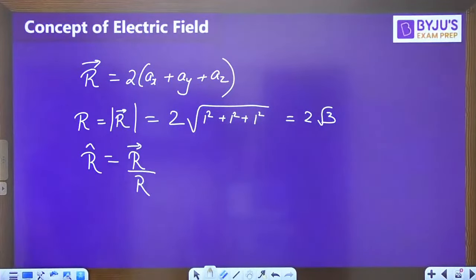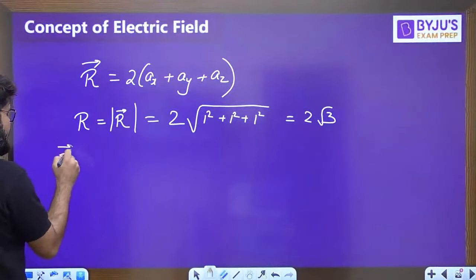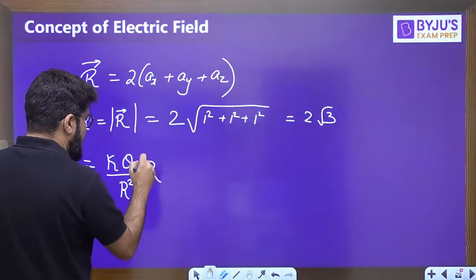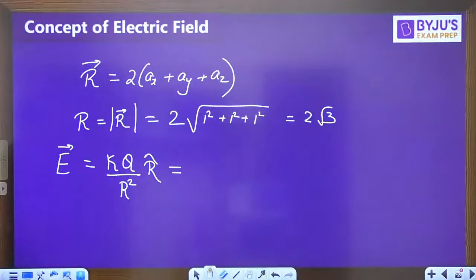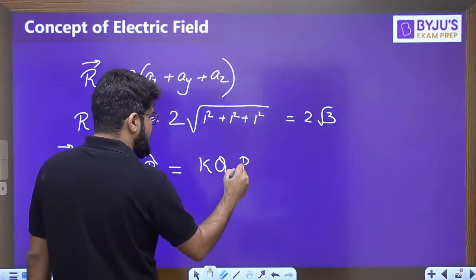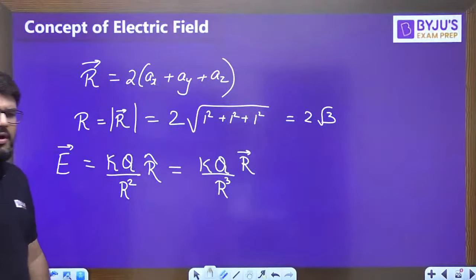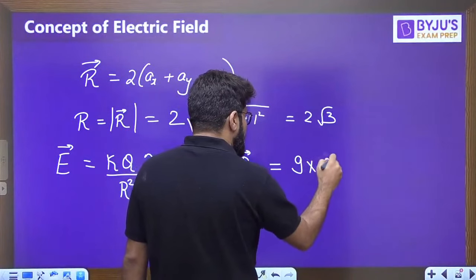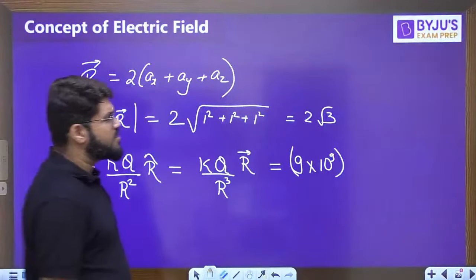Now, rather than writing R hat, let us write down the final electric field formula. As we know, it is KQ upon R squared R hat. And R hat is the vector R divided by R, so it becomes the vector R upon R cubed. Now let us place the values. What is the value of K in the free space? I told you yesterday also, K is 1 upon 4 pi epsilon naught. What is the value of K?